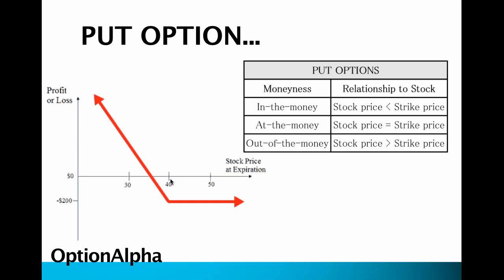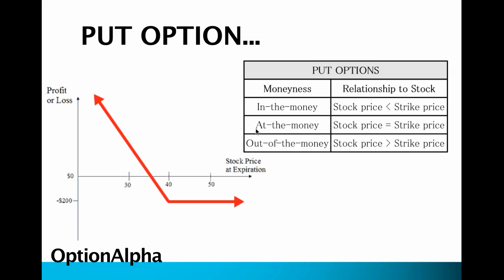Flipping it around, we're going to look at a put option. Most of the things are similar, it's just flipped around, so it'll take you a little bit to understand it. If you have an in the money put, you're going to have a stock price which is less than the strike price. So again, our 40 strike put here, and the stock price is 30. That means we're in the money about $10 because we can sell the stock at 40 and buy it back at 30.